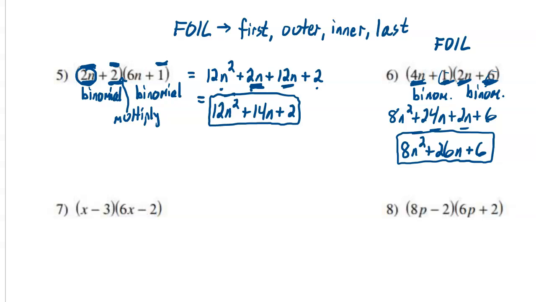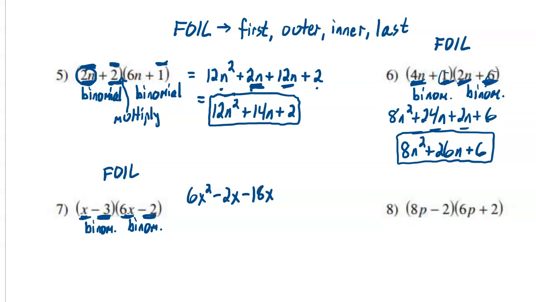Now number 7, we have a binomial being multiplied to a binomial. This is done with FOIL, first, outer, inner, last. So x times the 6x is 6x squared. X again, but times the negative 2 is negative 2x. Now move to the inner terms, the ones that are in the center of the structure. The negative 3 times the 6x is negative 18x.